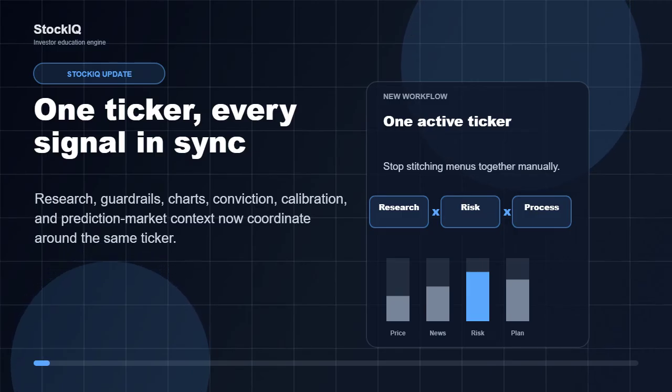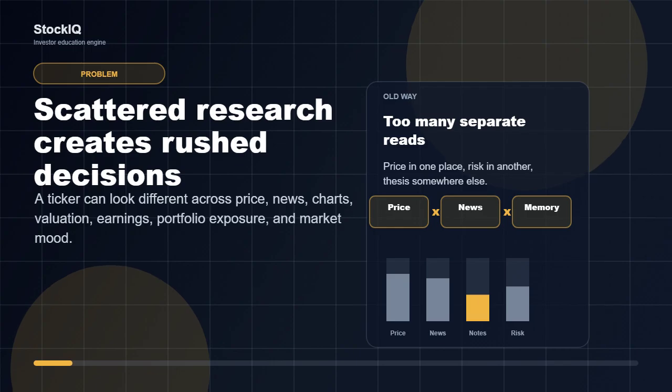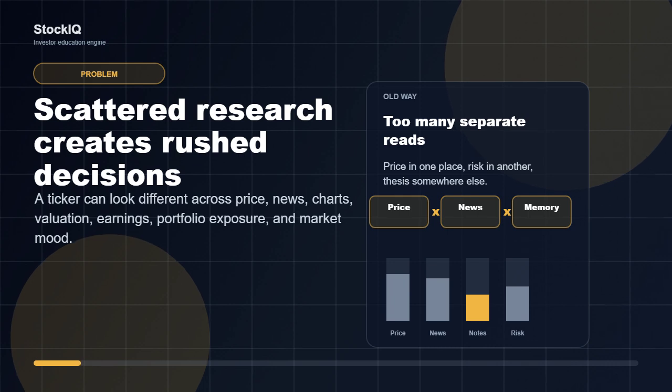One of the biggest problems with stock research is that the information gets scattered. You check price in one place, you check news in another place, you check charts somewhere else, you think about valuations separately. Then you try to remember whether this is already in your portfolio, whether earnings are close, whether it is a cyclical trade, or whether it is a long-term compounder. That creates friction, and friction can turn into rushed decisions.